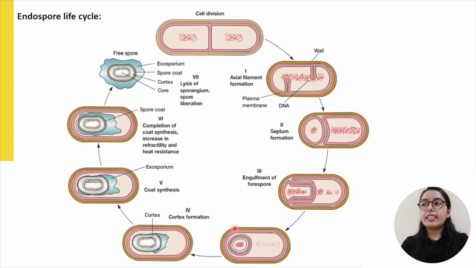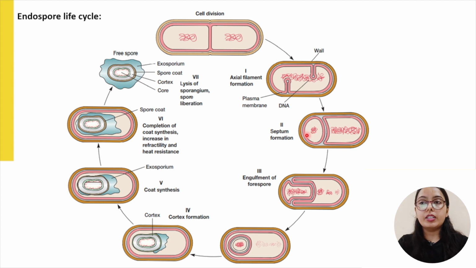So as we can see, there is a particular cycle of endospore formation, and this is actually a 7-step complex cycle. As we just said, during the lack of nutrients, the cell growth stops and the cells start to divide. As the cell starts to divide, the first step is the formation of the axial filament. So the plasma membrane starts to form a filament. As we can see, there is a formation of a filament. The next step is the formation of a septum.